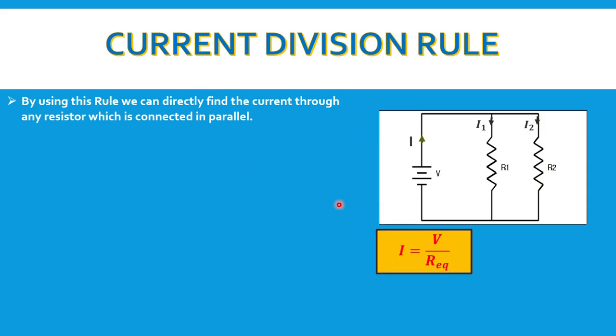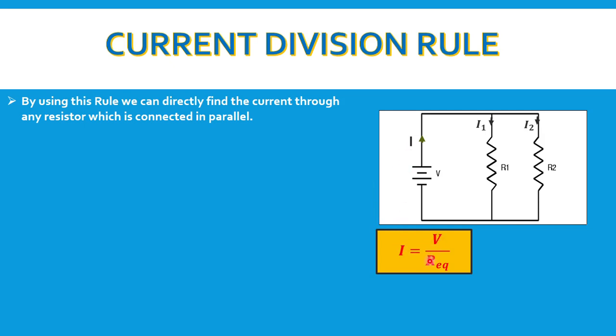Now we can find the value of this current I. How will we find this I? As these two resistors are connected in parallel, we can simply find the equivalent resistance of these two resistors. In the previous lecture session we studied how to find the equivalent resistance when they are connected in parallel. For two resistors connected in parallel, we use the formula R equivalent is equal to R1 into R2 upon R1 plus R2.